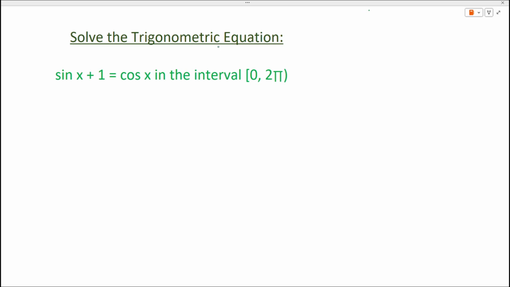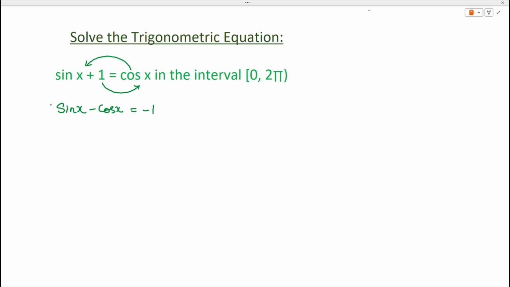Hello, today we'll try solving this trigonometric equation, which is sin x plus 1 is equal to cos x in the interval from 0 to 2 pi, where 0 is inclusive in the interval and 2 pi is non-inclusive. What we are going to do is bring cos x onto the left and take 1 onto the right. So the equation turns out to be sin x minus cos x is equal to -1.